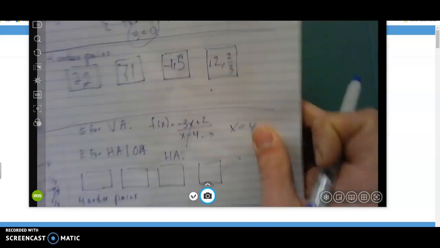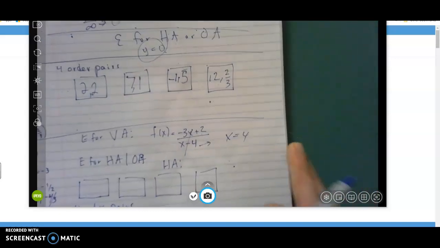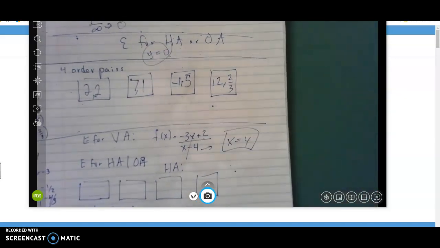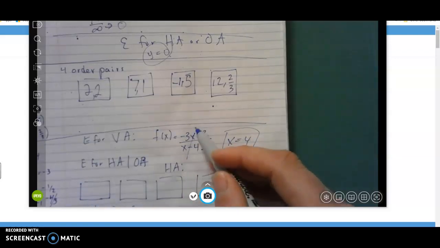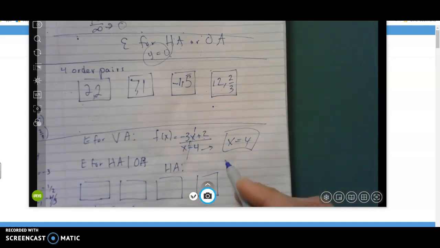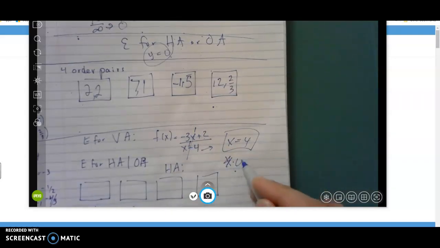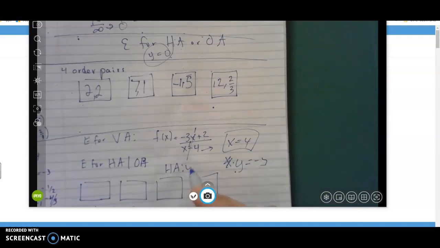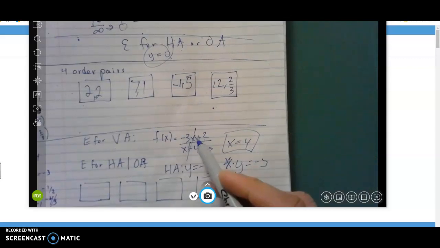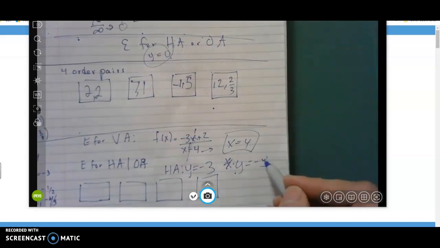Anything more that's going to affect the denominator? So we're going to get x equals 4. That's our vertical asymptote. Now here we're looking for an equation for a horizontal or oblique asymptote. Well, we look here, and we have the same power, x to the first power, x to the first power. So we're going to get y is equal to negative 3 for our horizontal asymptote. Y equals negative 3, because we have the same power, and the ratio is going to be negative 3 over 1.